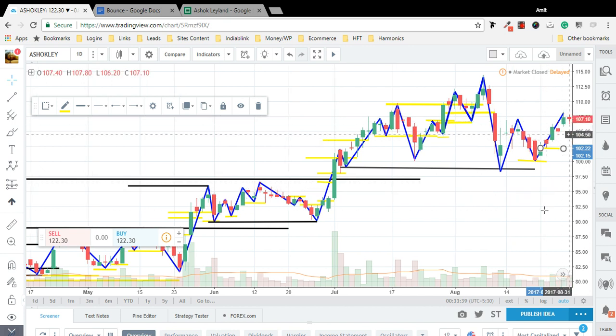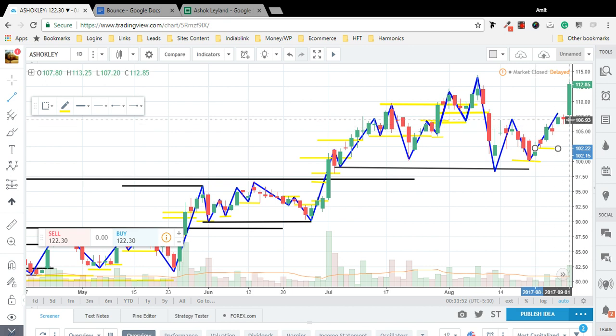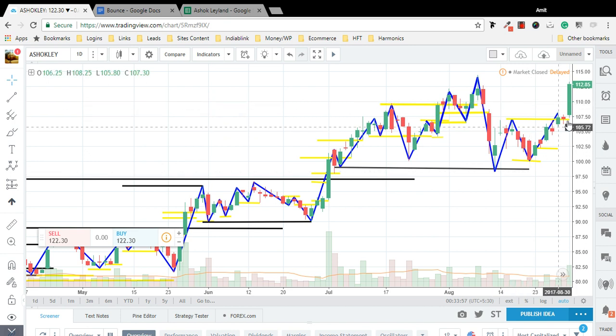It is right now making a small red candle, and this level is totally broken. So this is the time we should move our stop loss to this level, the end of this candle and the high of this. And as we are moving it to the higher high, and it is an uptrend as of now, it will be a closing basis trailing stop loss.